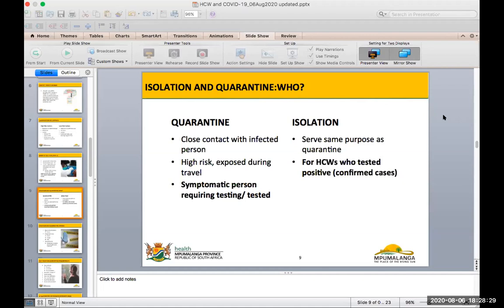But in our case, this does not apply much. Quarantine we usually apply to a symptomatic person requiring testing or who has been tested. Whereas isolation, serving the same purpose as quarantine, is usually for healthcare workers who have confirmed positive results. So we use the term isolation when we've got confirmed positive results, whereas we use quarantine when we are still awaiting the results.